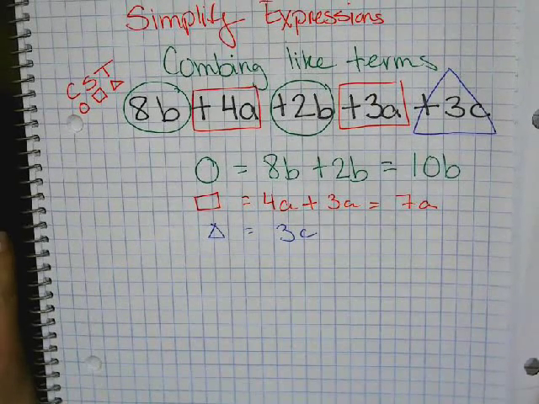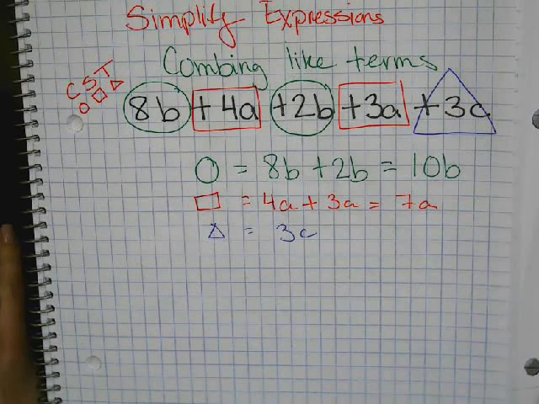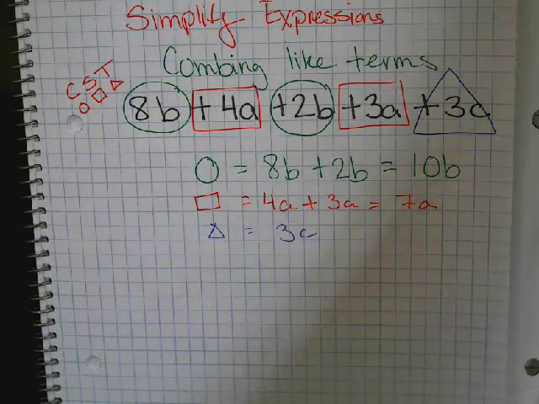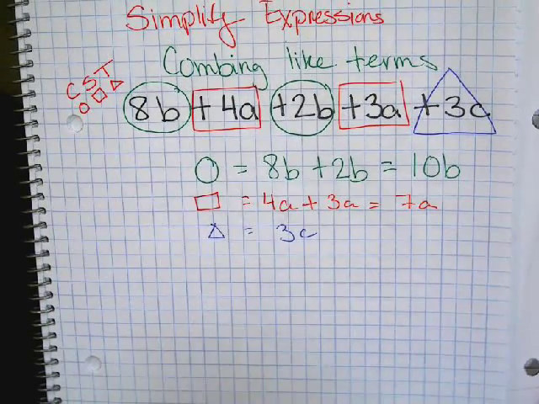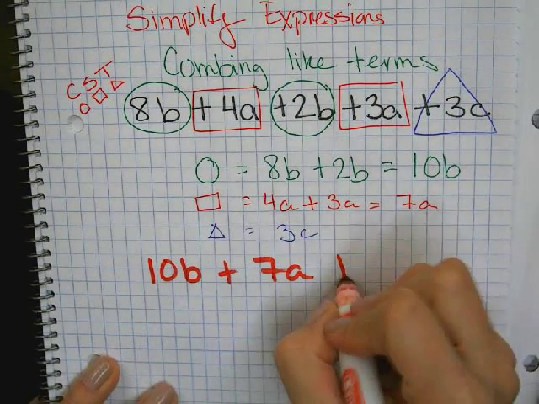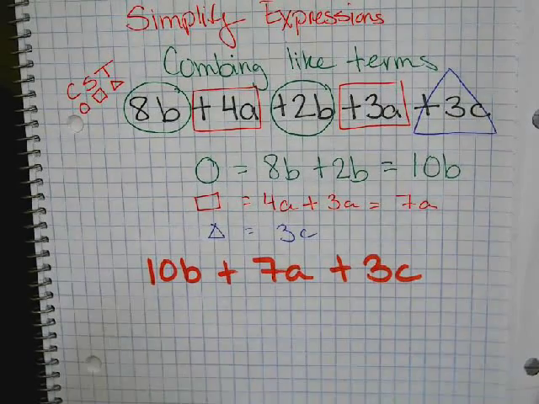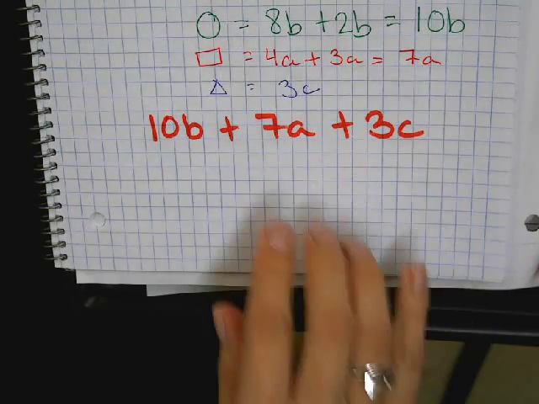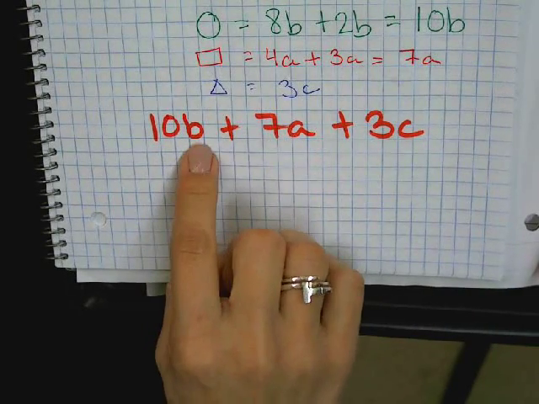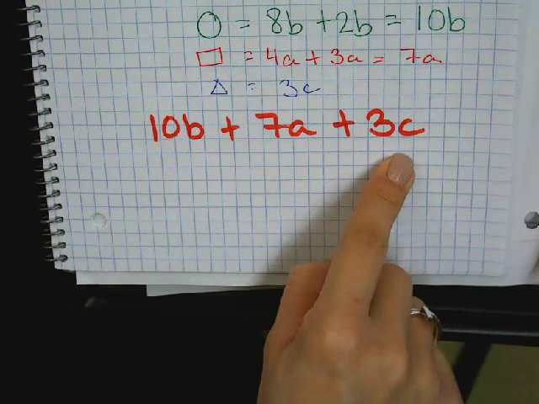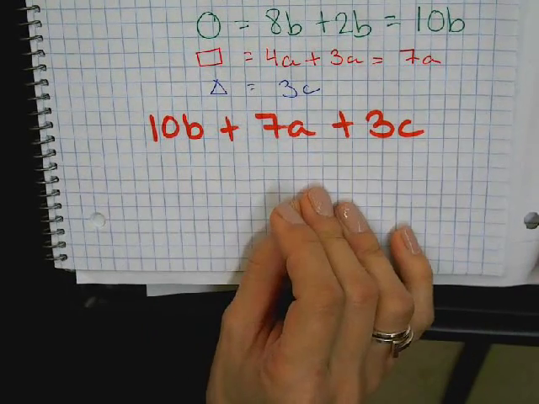Is there anything else I can add to that? No, so that kind of just stays the same. Alright, so now your final answer is this. 10b plus 7a plus 3c. That's it. Can I? No. This is 10 bananas plus 7 apples plus 3 carrots. Can you put them together?